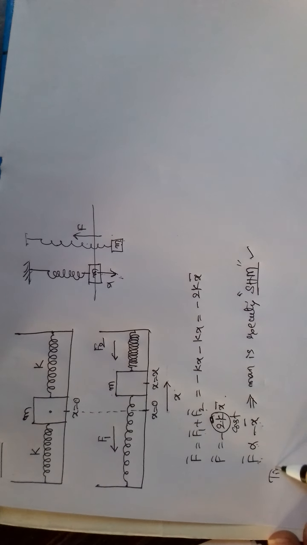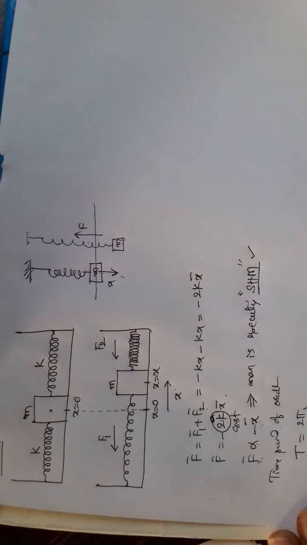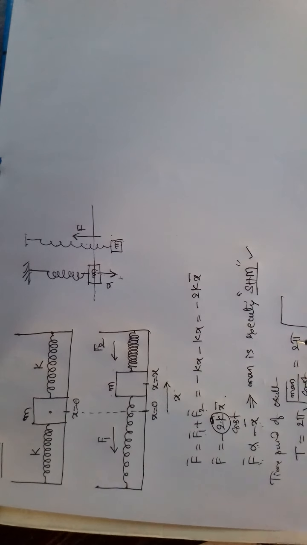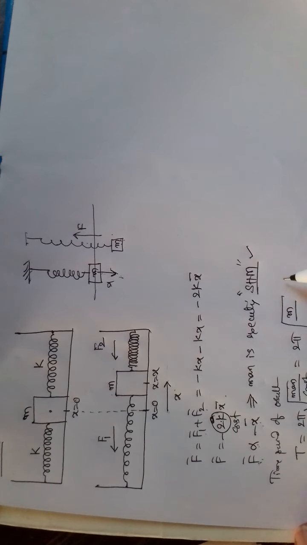Time period of oscillation. T is equal to 2 pi root mass by constant. Here mass of the bob is m and constant of proportionality is 2k.